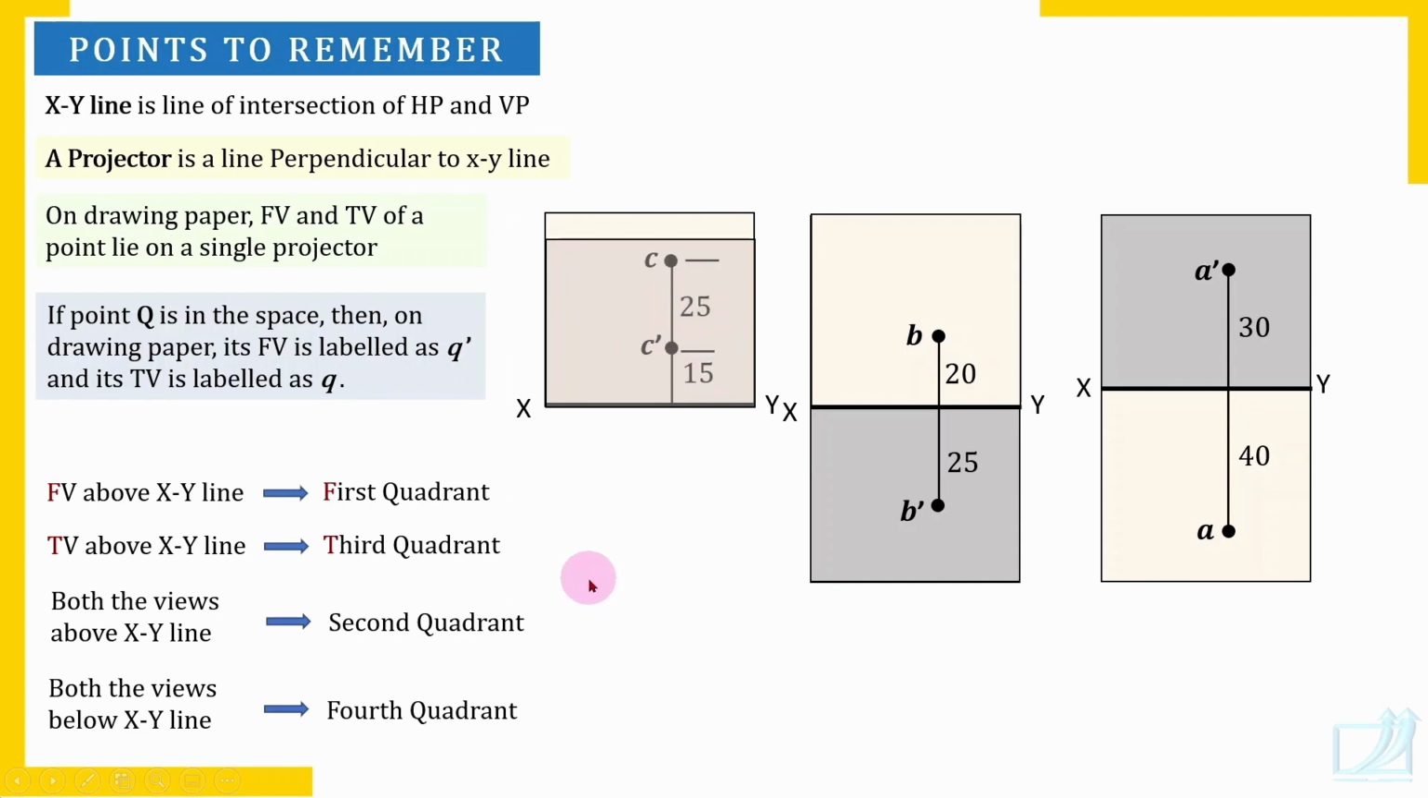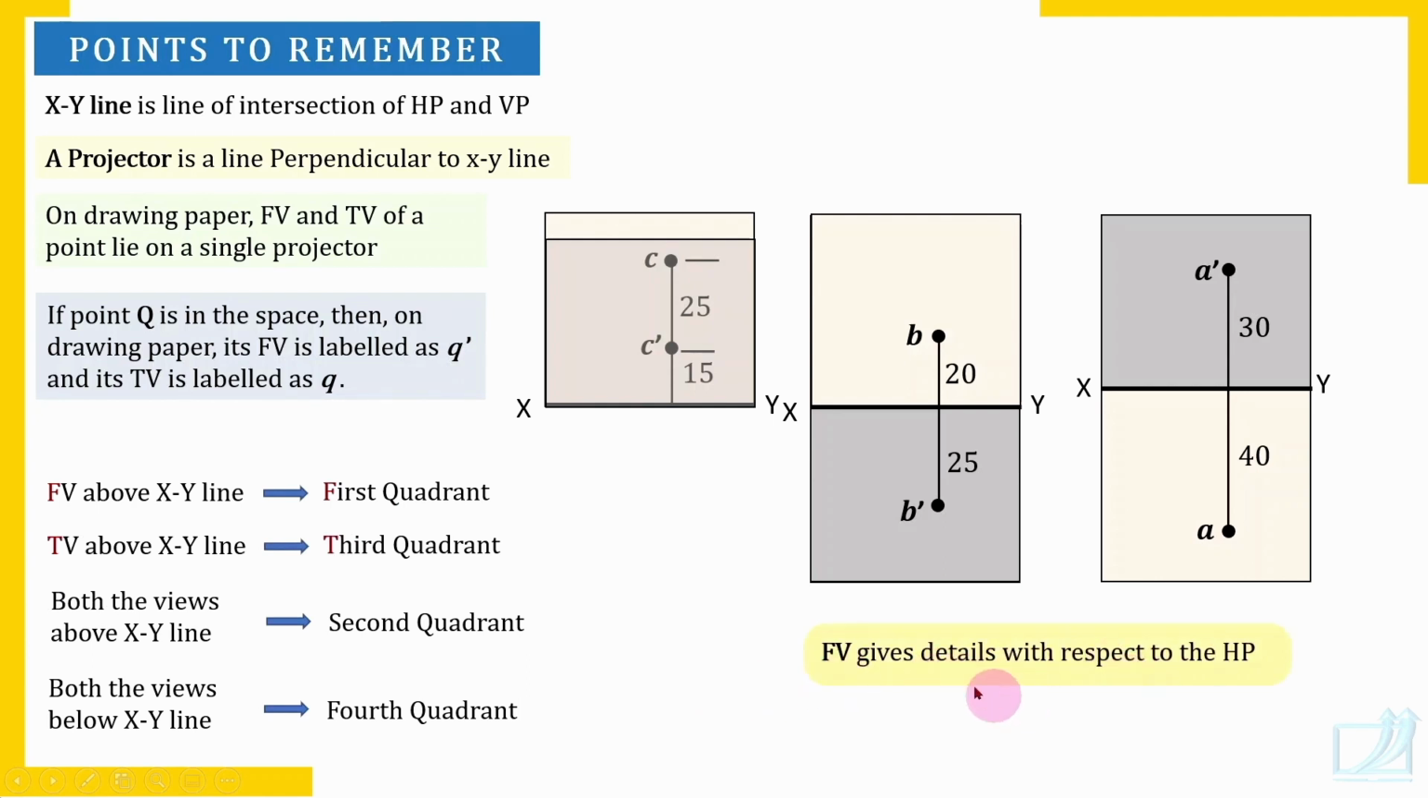Now to remember, check here. Here I have used red color for letter F. Same way here I have used red color for letter F. So focus on letter F. Front view above means the first quadrant. To remember this, take help of letter F. So front view above first quadrant, top view above third quadrant.